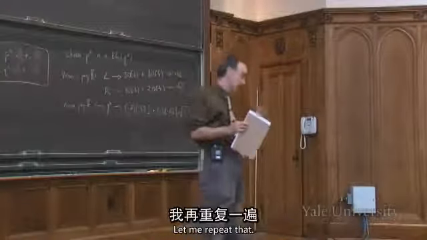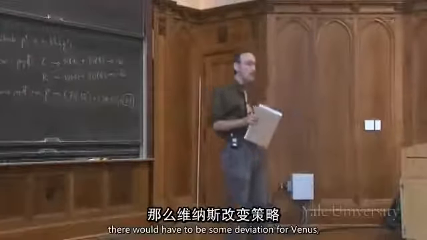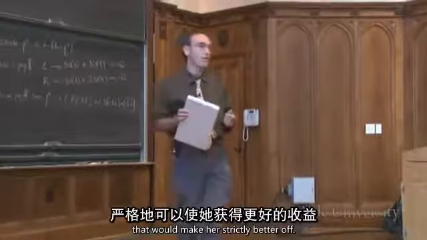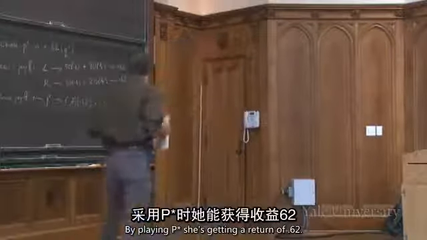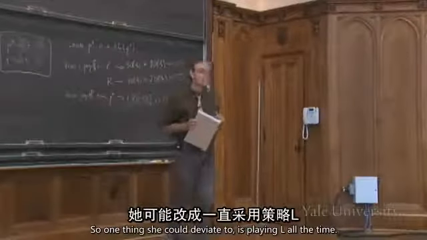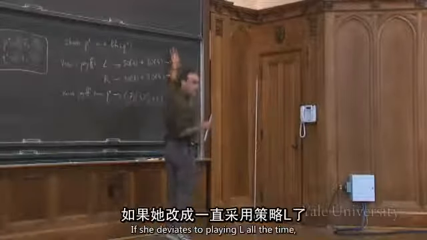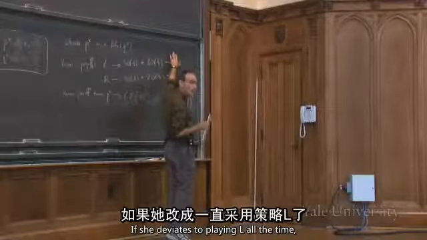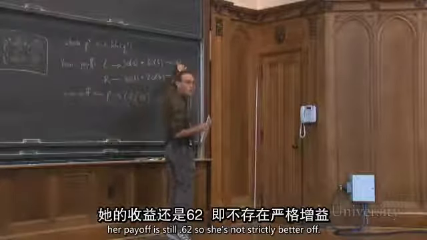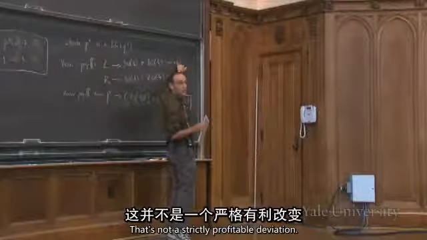Let me repeat that. If this were not an equilibrium, there would have to be some deviation for Venus that would make her strictly better off. By playing P star, she's getting a return of 0.62. So one thing she could deviate to is playing left all the time. If she deviates to playing left all the time, her payoff is still 0.62. So she's not strictly better off. That's not a strictly profitable deviation.